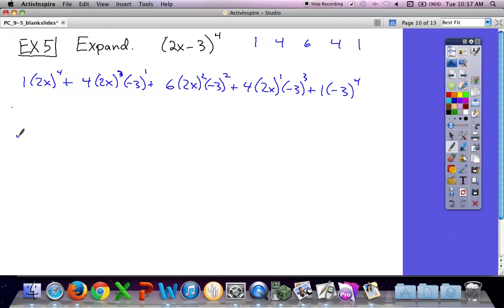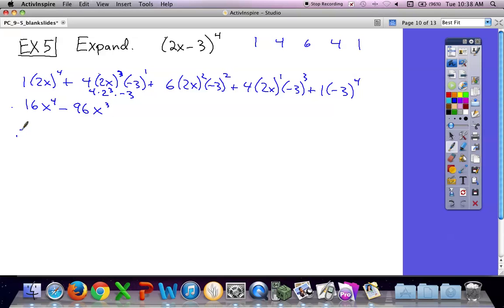Okay? So now there's still some simplifying to do here. This is going to be 2 to the 4th, which is 16x to the 4th. The next term is going to be 4 times 2 to the 3rd times negative 3. That's going to be the actual coefficient of that term. So 2 to the 3rd is 8. 4 times 8 is 32. 32 times negative 3 is negative 96. So it's minus 96x to the 3rd.